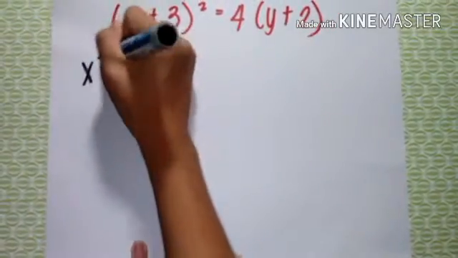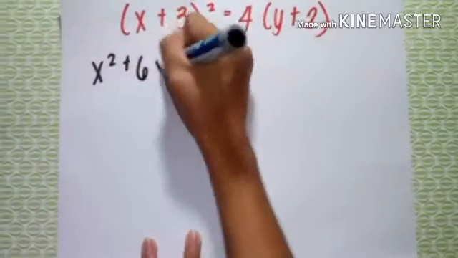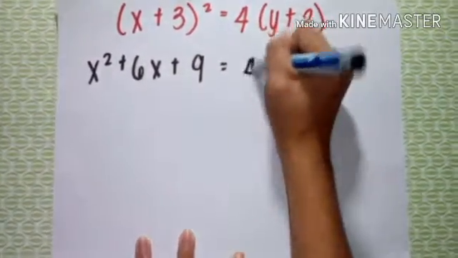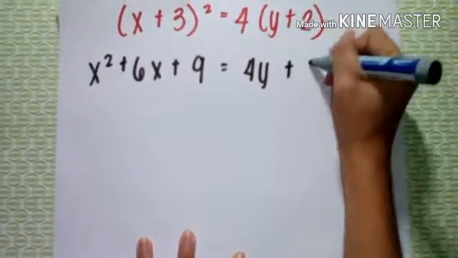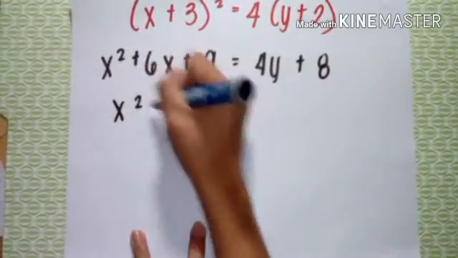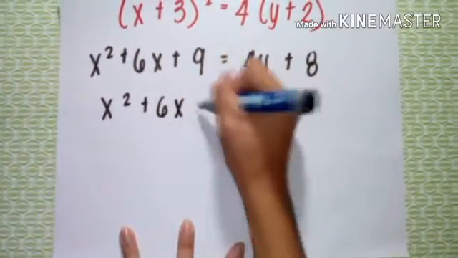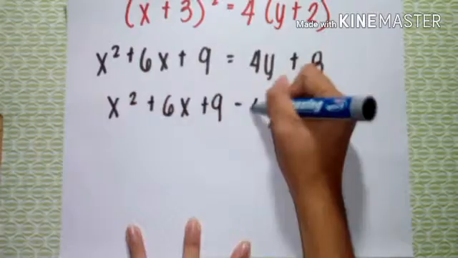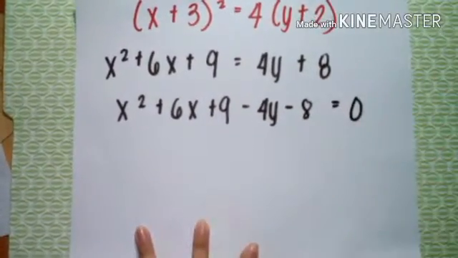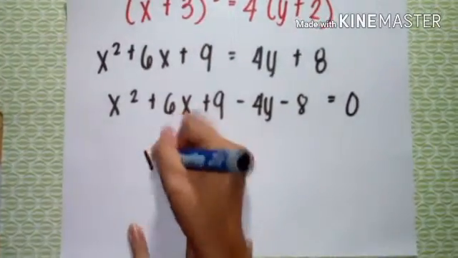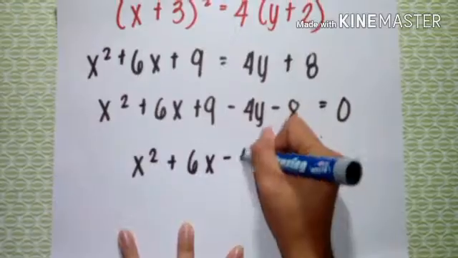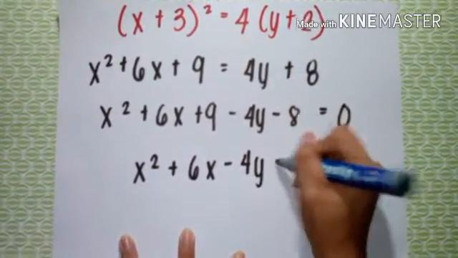We'll use PST in factoring (x plus 3) squared. So the answer will be x squared plus 6x plus 9. Then we'll use the distributive property to the expression on the right and we will get 4y plus 8. Then transfer all the constants and variables from right to left to make the right side equal to 0. So it will be x squared plus 6x plus 9 minus 4y minus 8 is equal to 0.